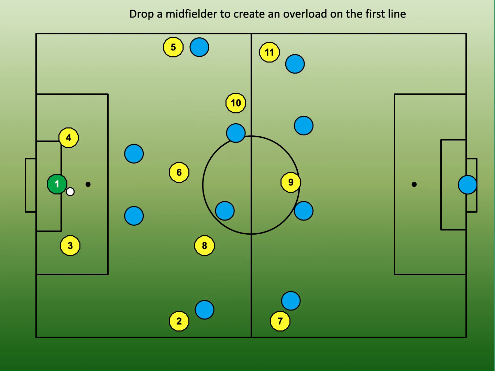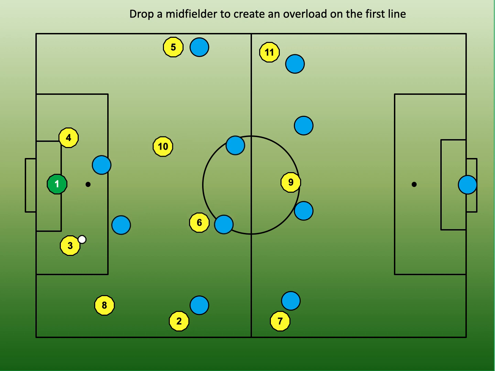The other thing we can do, rather than drop our midfielders centrally, is we can drop our midfielder in wide areas to create an overload. So the important thing here too is both midfielders, so the 6 and 10, are on the opposition midfielders to pin them and prevent them from jumping out wide too early.